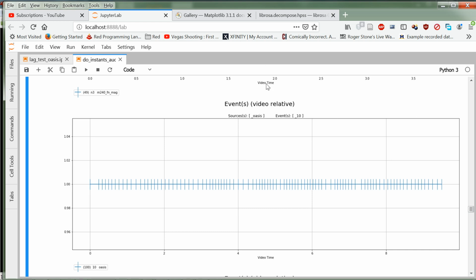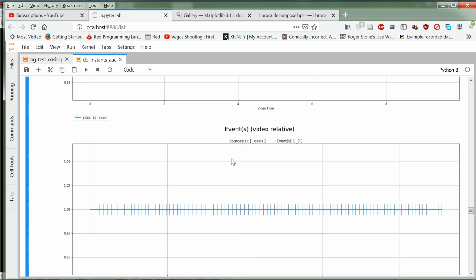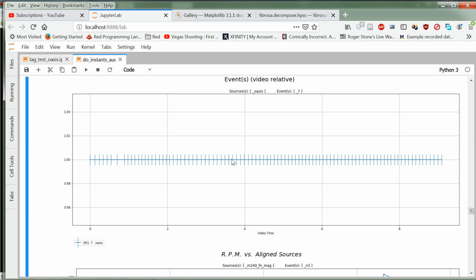Anyway, so we did the machine gun, volley 10, and then volley 7. Volley 7 looks a whole lot more consistent in its cadence than volley 10, with the exception of the up front here. Okay, so that's one way of looking at stuff.